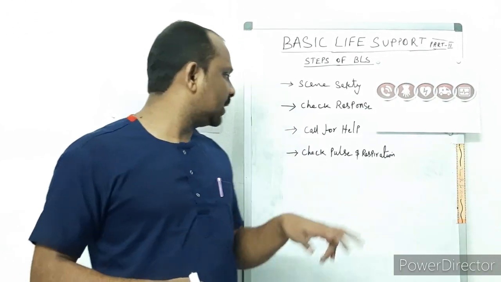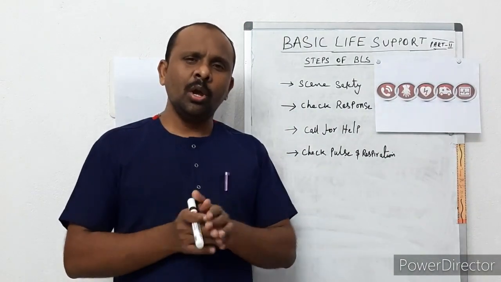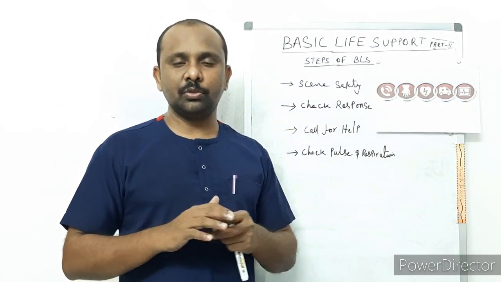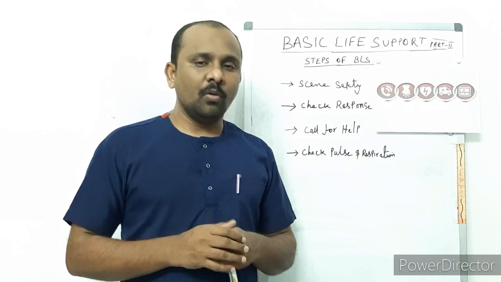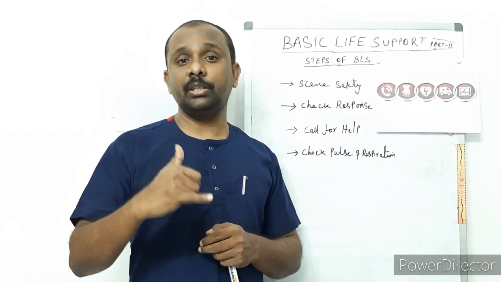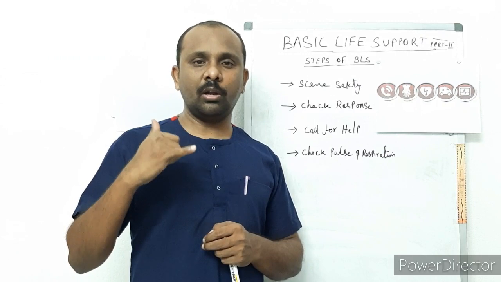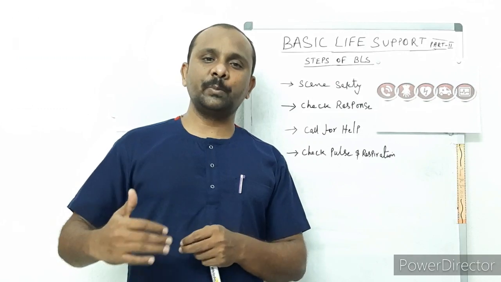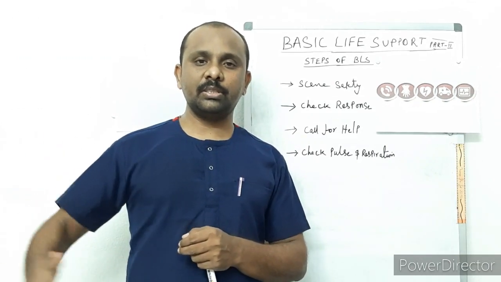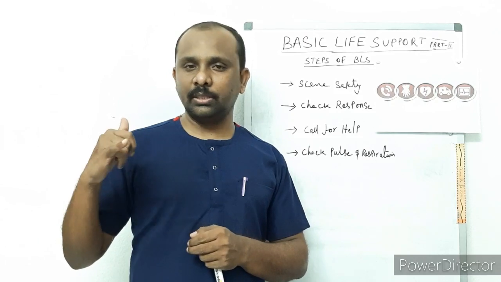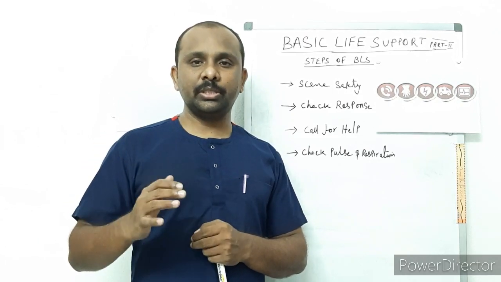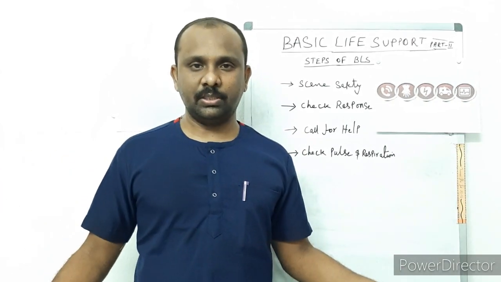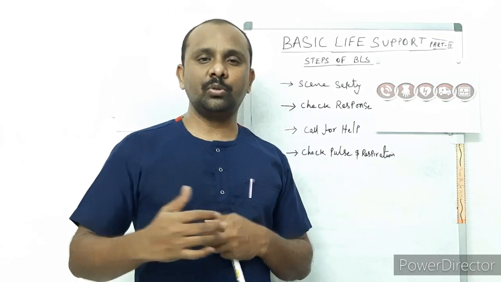So what we have to do is call for help. How will you call for help? If you are alone, a single rescuer, with no people around you, you have to call for help by phone. You can call the nationwide emergency number like 108, or the ambulance services of whichever hospital is nearby, and ask for help as early as possible. Use these words: the patient is in cardiac arrest. Then they will know the situation and respond a little faster.